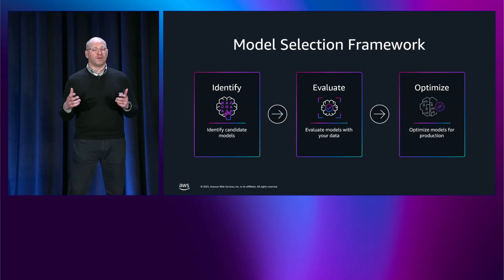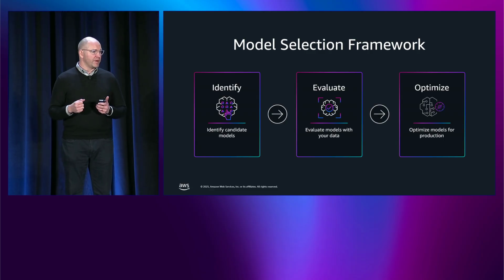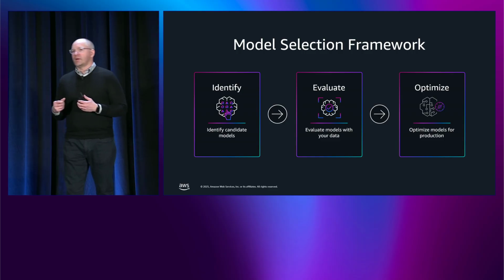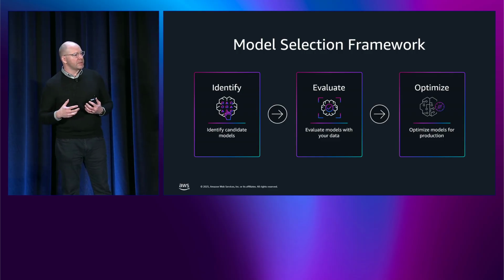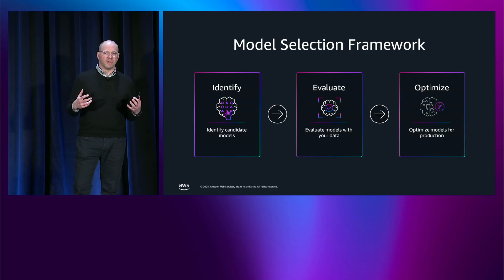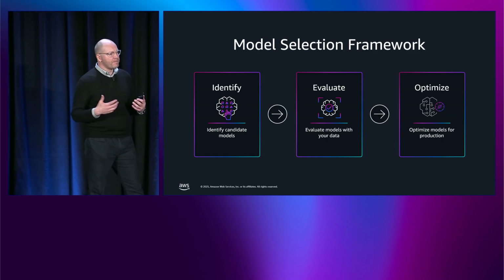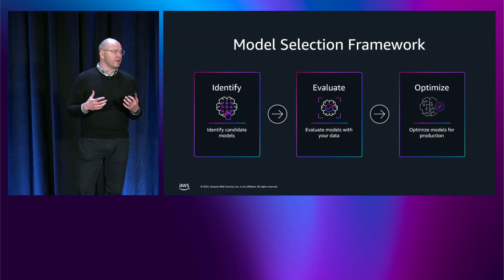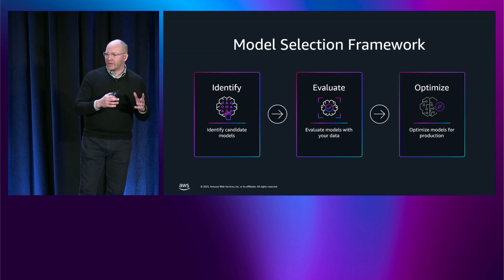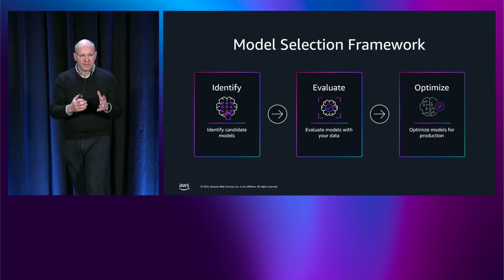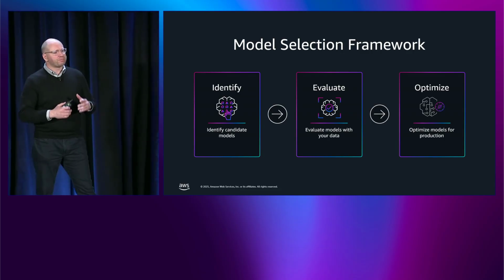So, great to have all those models. You still have to pick some to use for your application. And so this is the model selection framework. We've pulled this from working with a lot of customers and trying to simplify it down so you can work with your stakeholders and easily understand what stage you're in. The process itself is relatively simple if you think about it in these terms. First up, you identify candidate models. So you look at all these options and filter them down. We'll go into exactly how to do that in a moment.